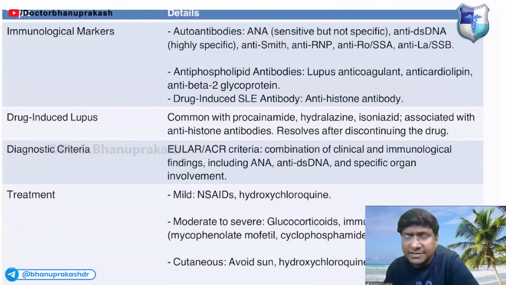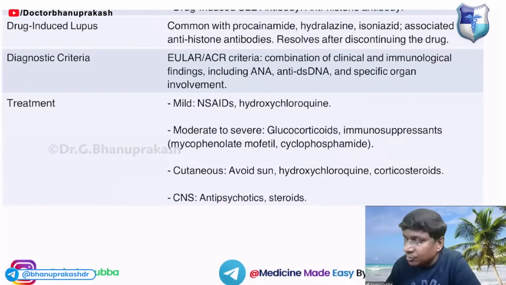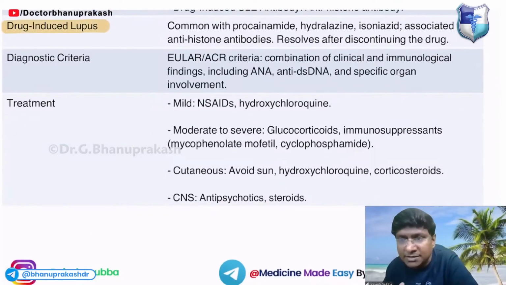Immunological markers, I have already discussed, so I am not repeating them here. But a very important thing I want to tell you is about drug-induced lupus. What is the most common drug? The most common drug is procainamide, which is a class 1 anti-arrhythmic drug.